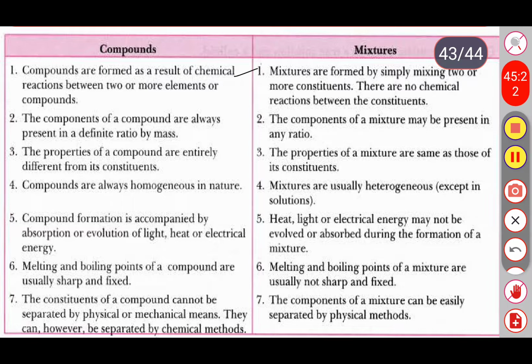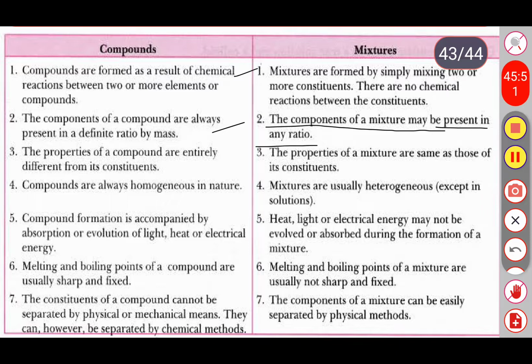Next one, second: the components of a compound are always present in a definite ratio by mass. In a mixture, the components may be present in any ratio. Third one, the properties of compounds are entirely different from the constituents.